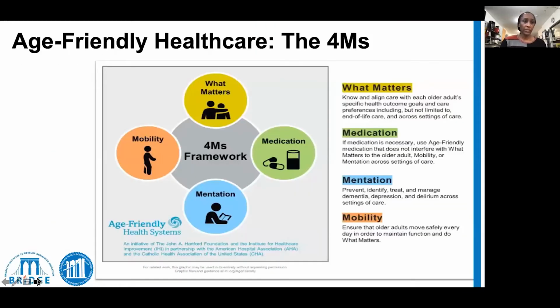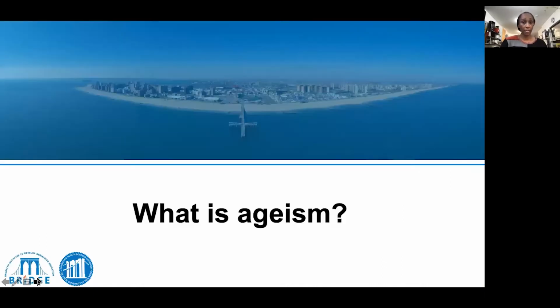Again, we want to remind you about our overarching framework for age-friendly healthcare, the 4 M's: what matters, medication, mentation, and mobility. I feel the topic today, ageism, will fall under what matters in terms of care preferences, but more in terms of how we are being mindful of our words and our actions as we are helping our patients. So what is ageism? It can be a lot of things.